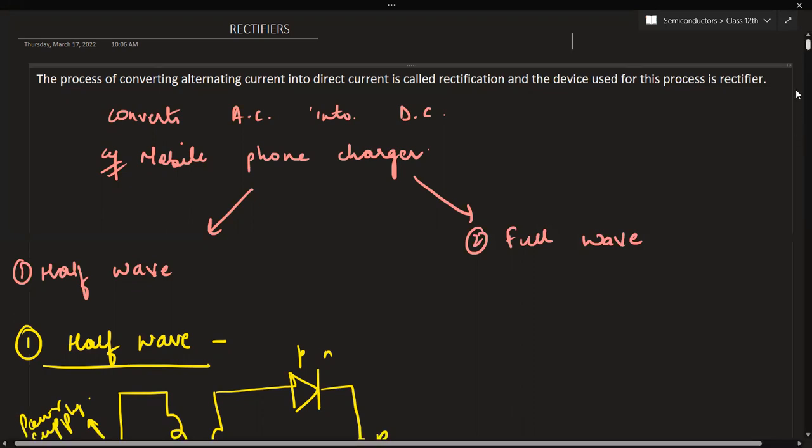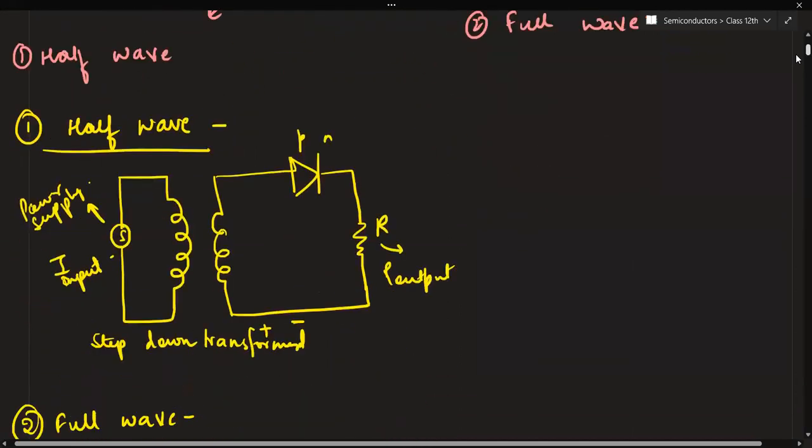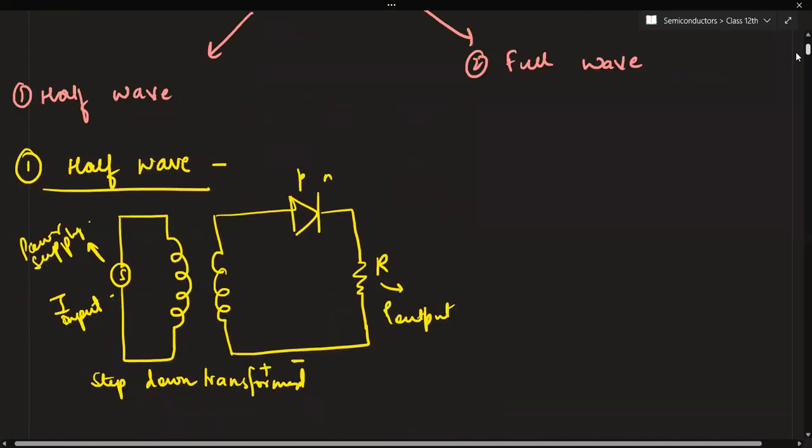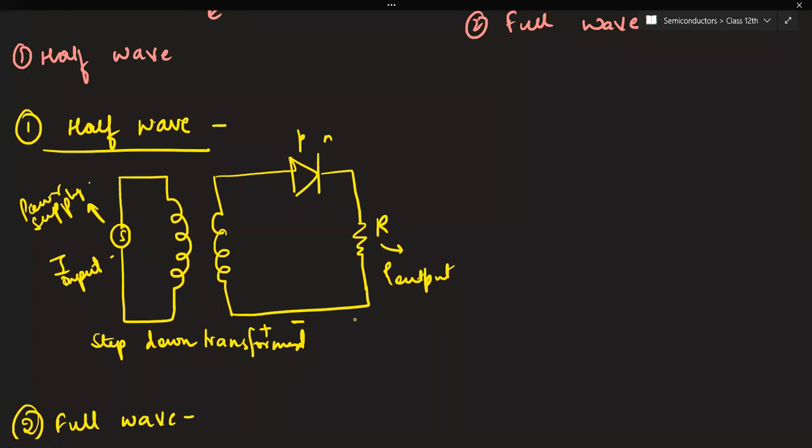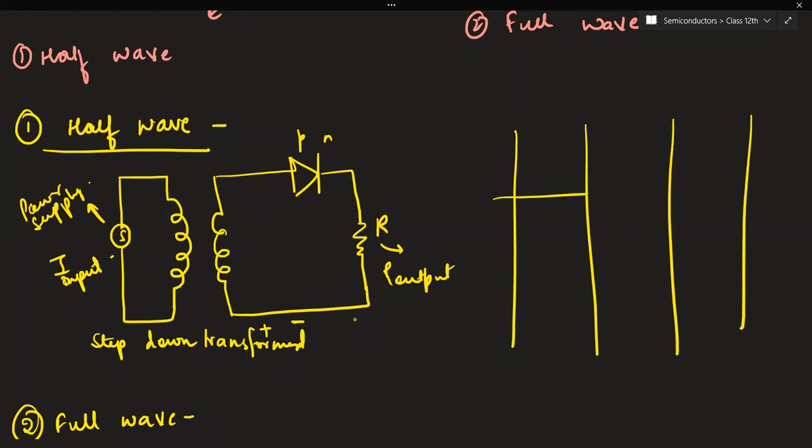In half wave rectifiers, you have a proper power supply, the way we had mutual induction transformers. So a step down transformer is present with a single diode. So what happens? Let me show you how the graph will look.